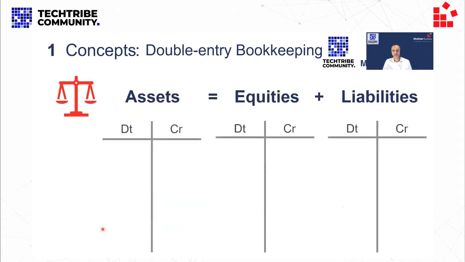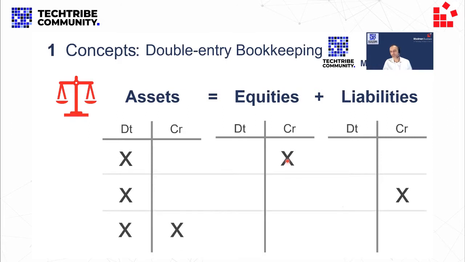So if we're talking about the double entry accounting system, think about the debit and the credit. So for every transaction that happens, we will make two entries in the accounts. So for example, we might debit an asset and credit an equity, or we might debit an asset and credit a liability, or we might debit one asset and credit another asset.